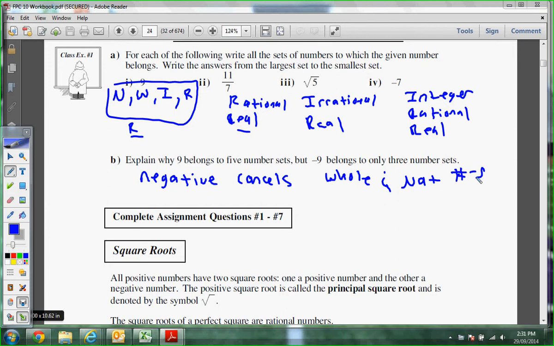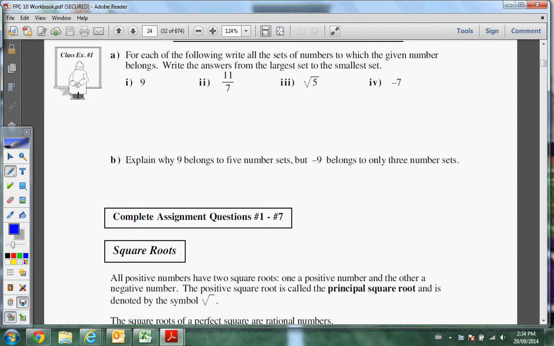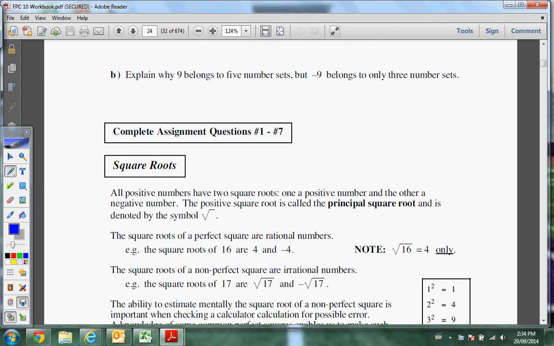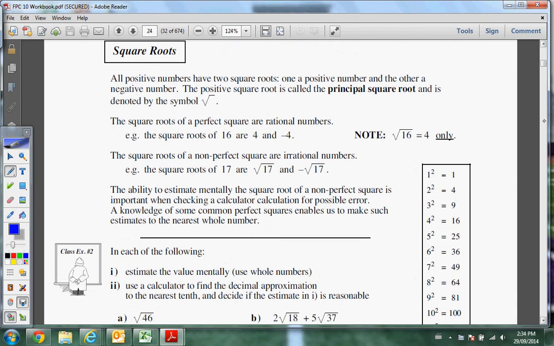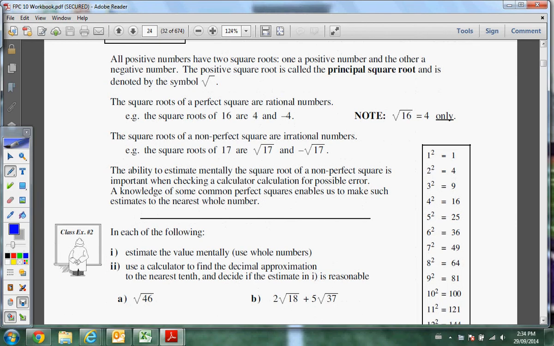And then we're just going to talk about square roots and cube roots. All positive numbers have 2 square roots, one positive and one negative. The positive square root is called the principal square root and is denoted by the radical symbol. Square roots of perfect squares are rational numbers. Example: the square roots of 16 are 4 and -4.